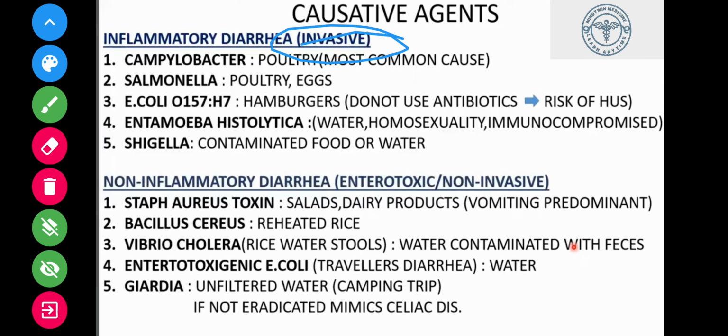So here water will be contaminated with feces. If the patient drinks this water, then he would get Vibrio cholerae diarrhea. And enterotoxigenic E. coli is also called traveler's diarrhea. That would be from contaminated water too. And again, Giardia, that could be from unfiltered water. Here, a camping trip will be present. And if it is not eradicated, then it will mimic celiac disease. Okay, it will mimic celiac disease.